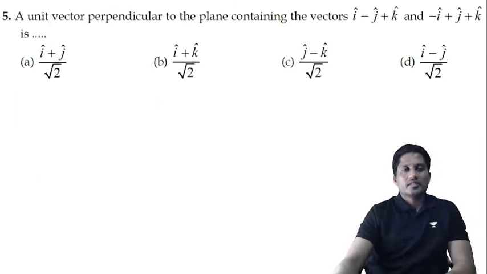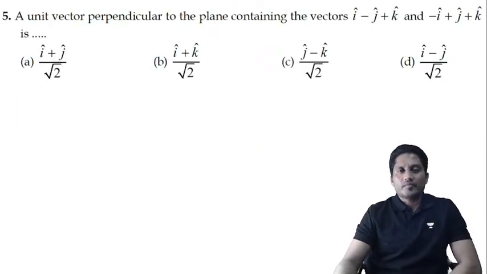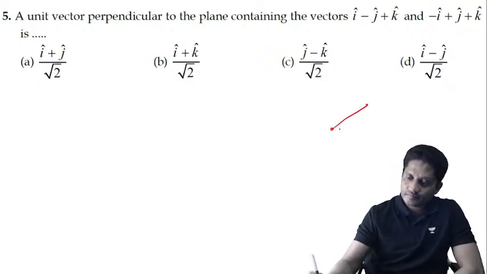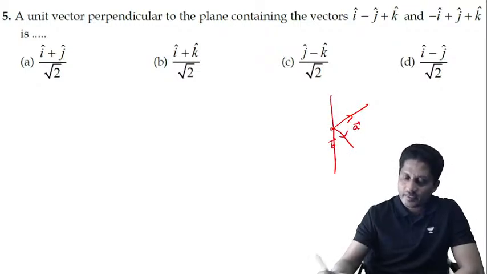Let's move to the next question. Unit vector perpendicular to the plane containing A and B. See, if this is A and this is B, this is n cap, right?